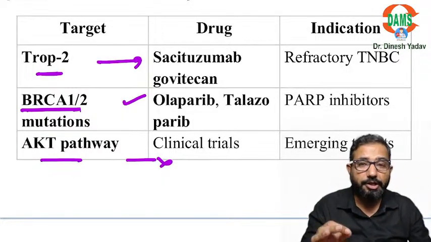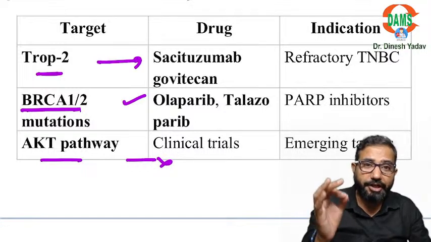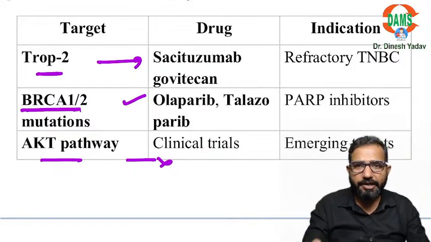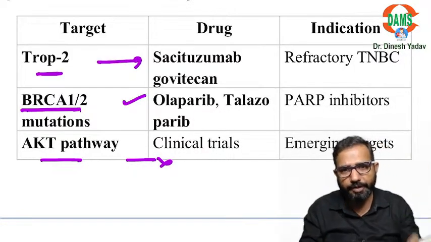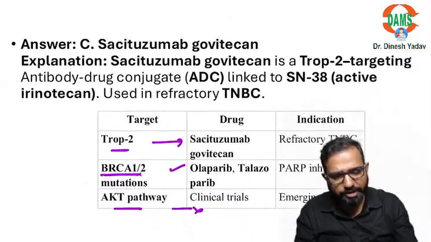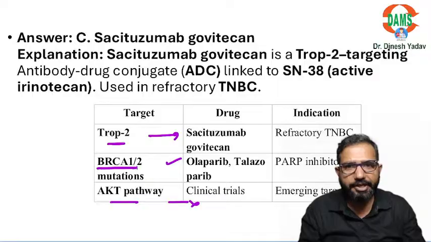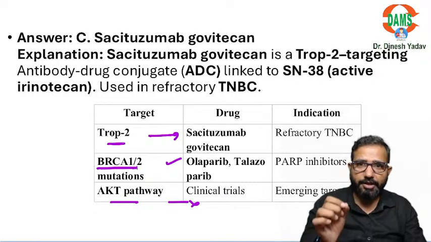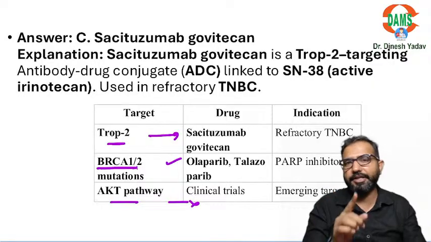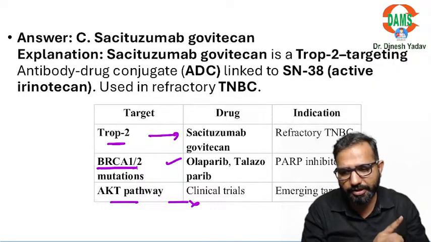So it is the drug for TROP2 target, refractory triple negative breast cancer: ER negative, HER2 negative, PR negative, all negative. So PARP inhibitors for BRCA mutation, TROP2 for this purpose. It is a TROP2 targeting antibody. It is a new drug carrying SN38 and used in refractory cases of triple negative breast carcinoma.